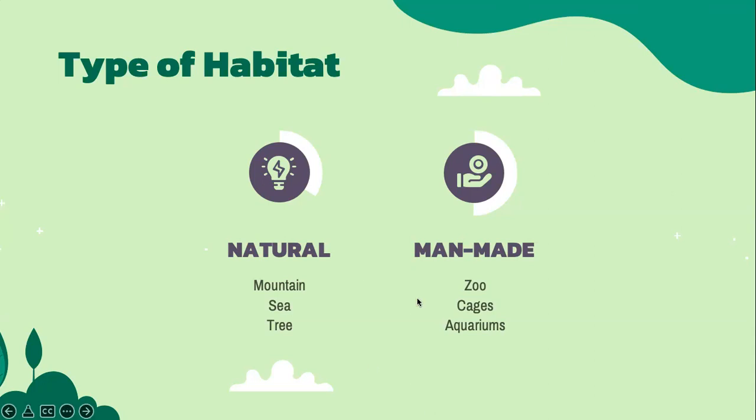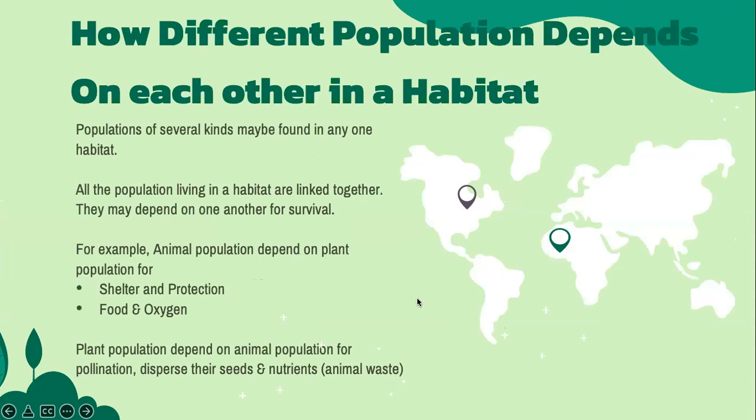All right. Next, how do different populations depend on each other in a habitat? Well, we know that in a habitat, there are different kinds of populations. So there is no such thing as one habitat, one population. No, it's one habitat, with many populations of organisms. So all the populations living in a habitat are linked together. They may depend on each other for survival.